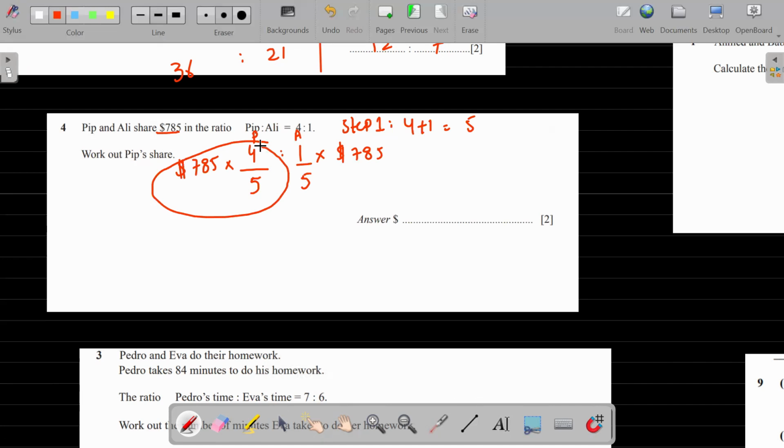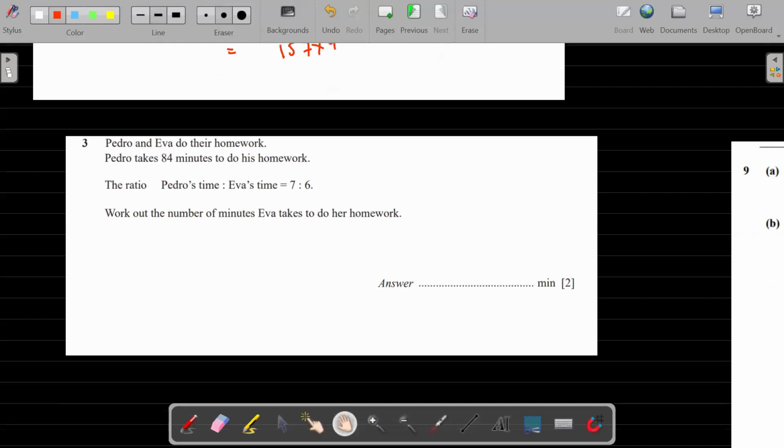Okay, let's simplify it. So 785 divided by 5 is 157, times 4 gives 628. 157 times 4 will be 628. So 628 is Pip's share. Is it clear, Fatma?